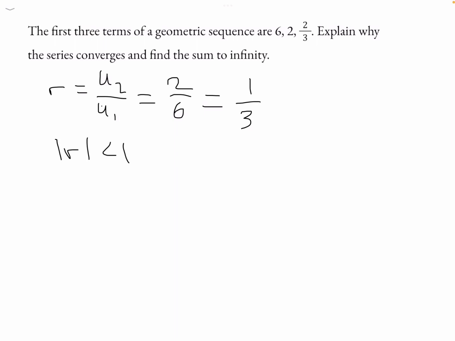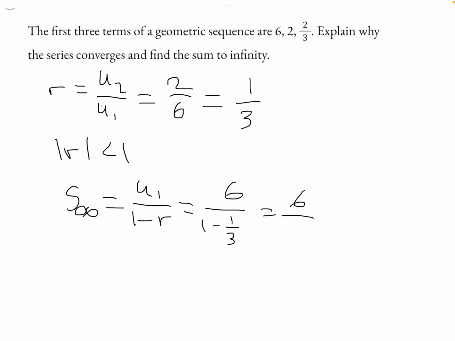Now, to find the sum to infinity, we'll simply apply the formula, which is u1 over 1 minus r. So now it's equal to 6 over 1 minus 1/3, which is equal to 6 over 2/3, which is equal to 9.